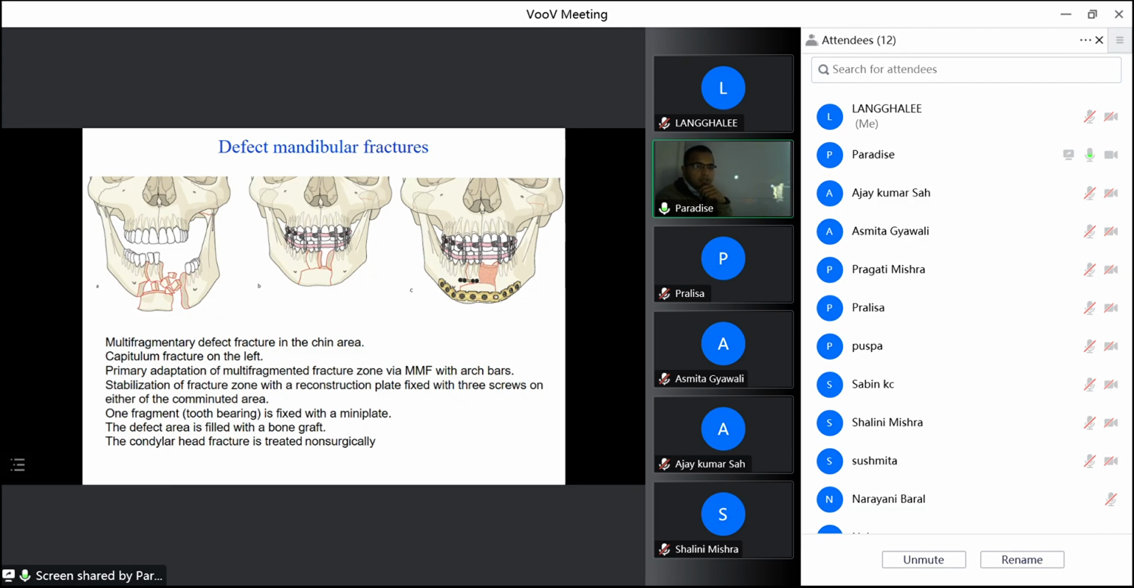For anterior mandible, again, all the fragments have to be assembled together with the help of mini plate. Then you have to put a reconstruction plate, as there is bone defect as well. Bone is lost from the area. So in that area, you have to put bone graft. And most commonly, we take a bone graft from the anterior iliac crest.